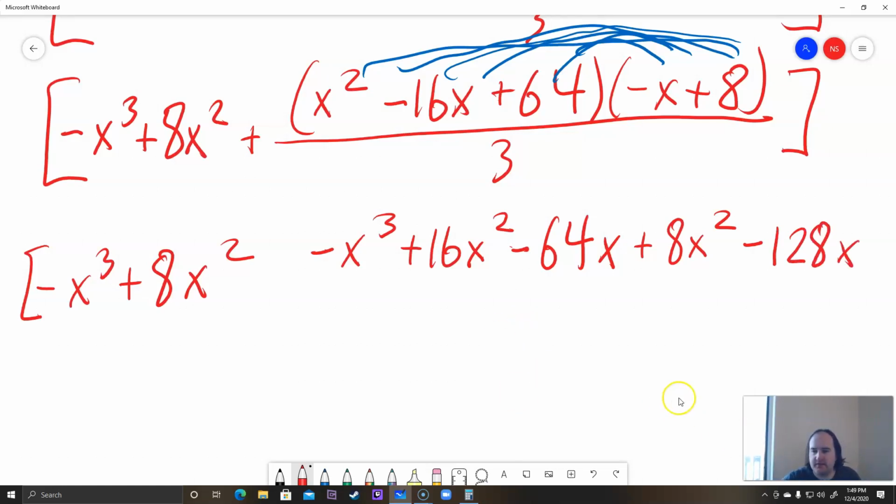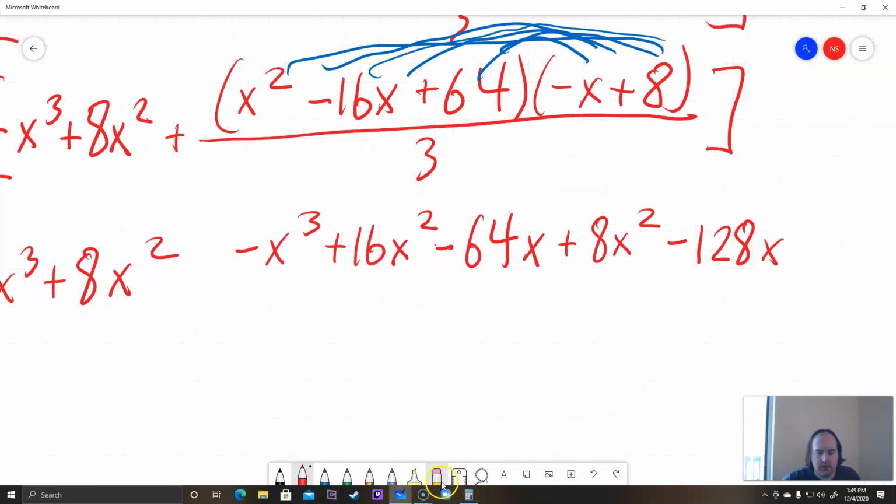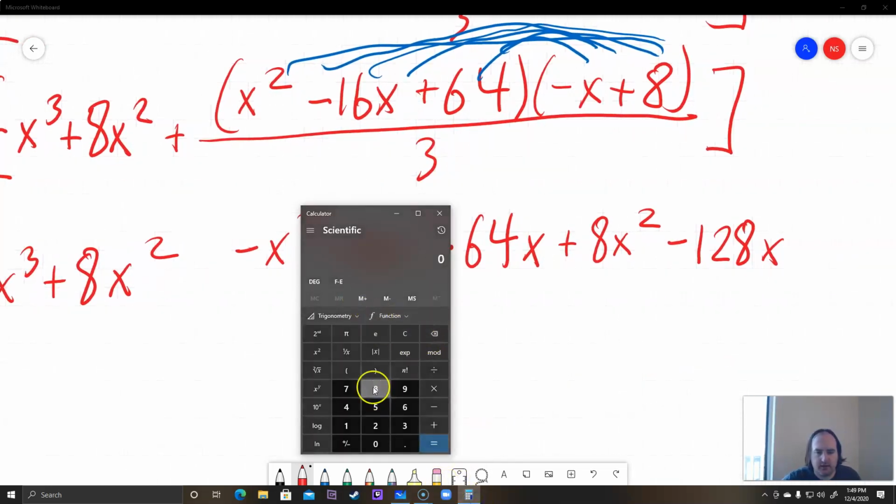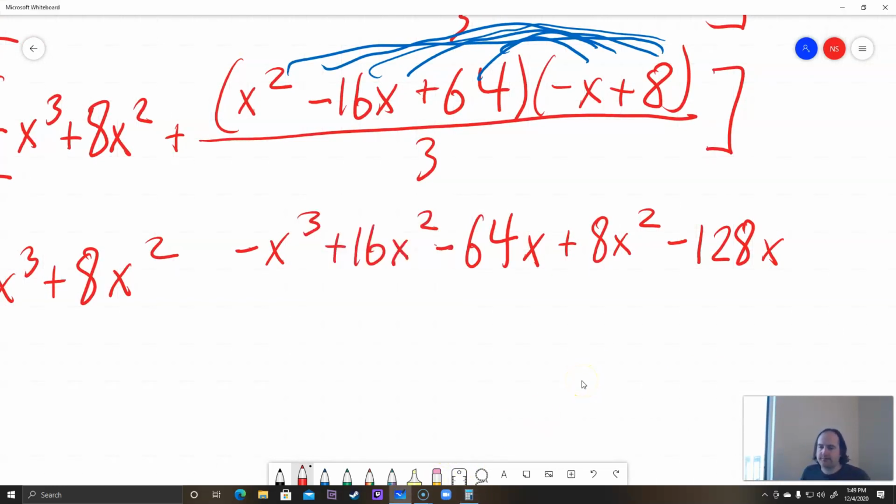plus 8 times 64. I also don't know what that is, so I'll go ahead and use a calculator. So 8 times 64 is 512. Okay, so we have plus 512.